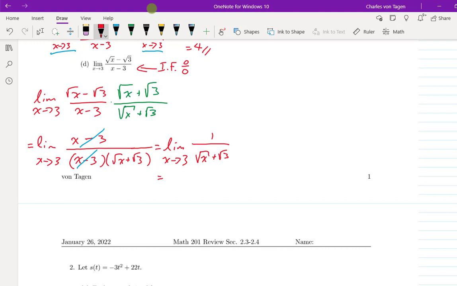Yes. So I get 1 over the square root of 3 plus the square root of 3, which I'll write as 1 over 2 square root of 3. I'm perfectly happy with leaving the answer there. Could you do some other simplifying of that? Yes. I'm happy with that.